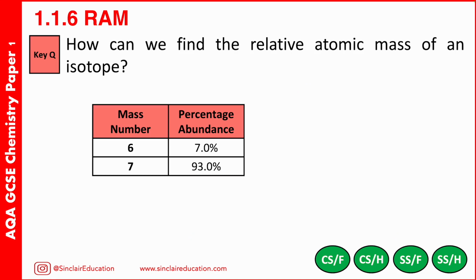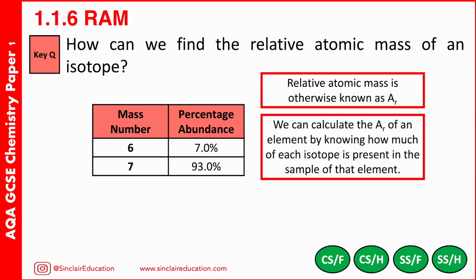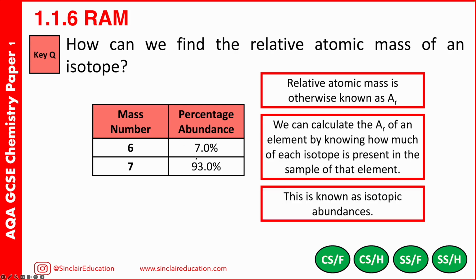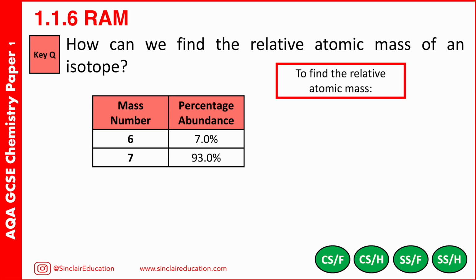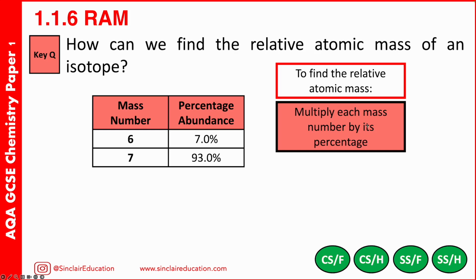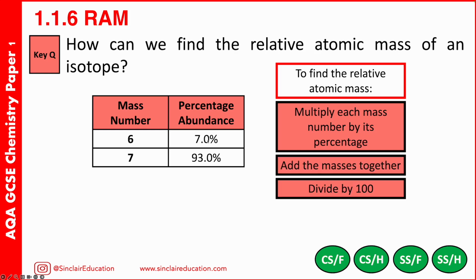And you might be asked in the exam to figure out the actual mass number or percentage abundance of an isotope. So with this, you can find the actual mass of an isotope using its mass numbers and abundances. And you can, for normally 2 or 3 marks, be asked to do this. So to do it, you need to multiply each mass by its percentage and add those masses together.